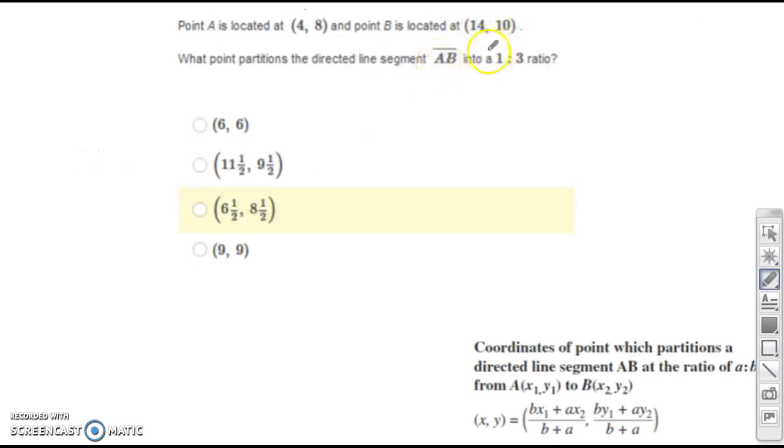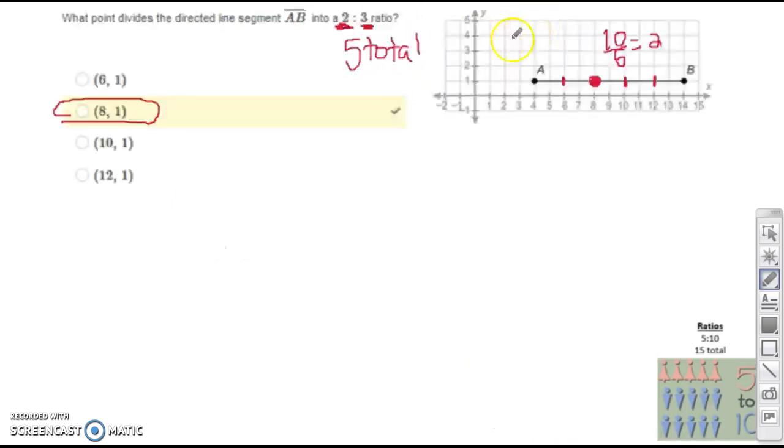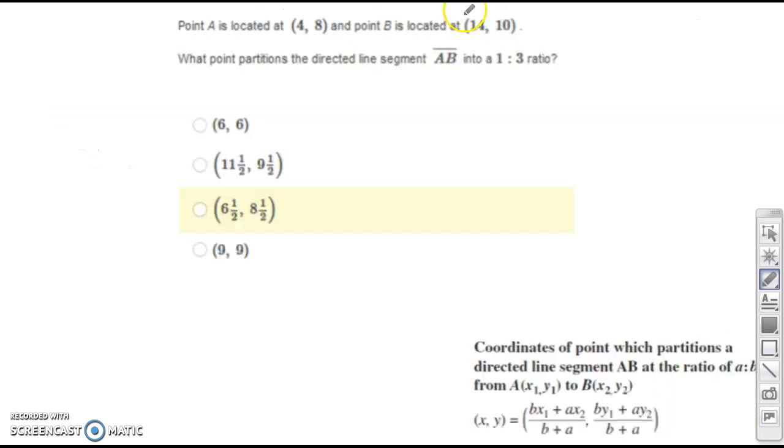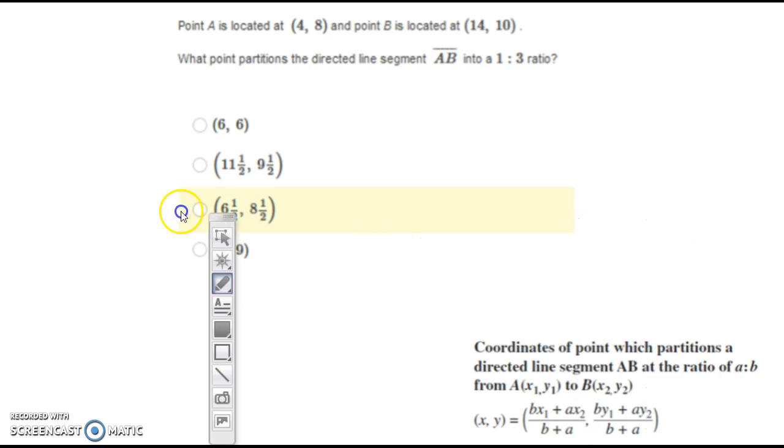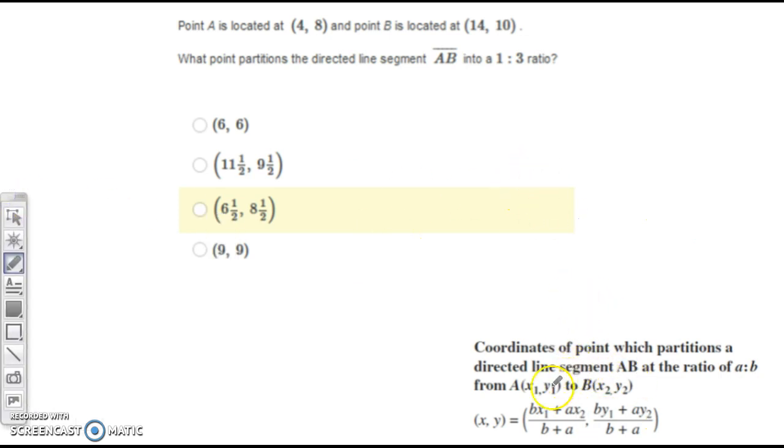For the next one, the reason it was so easy to do the ratios here is because it was just a nice horizontal line. This one's not going to be a nice horizontal line, so we're definitely going to want to use our formula. Okay, notice down here in the formula, it tells you that the first point has to be labeled x1, y1. So point A, I'm going to label x1, y1.